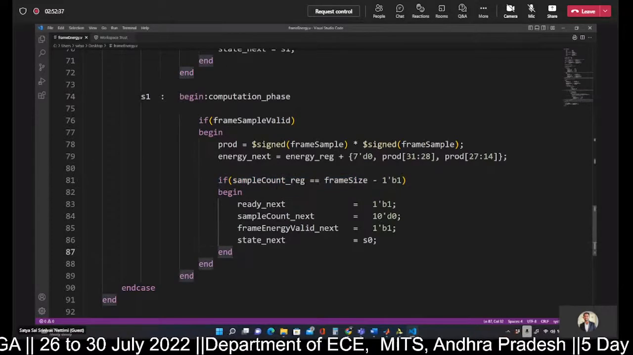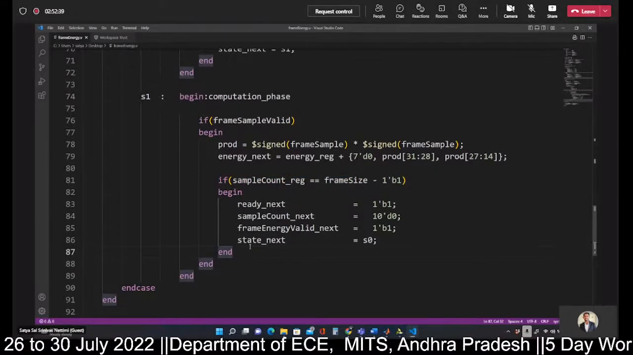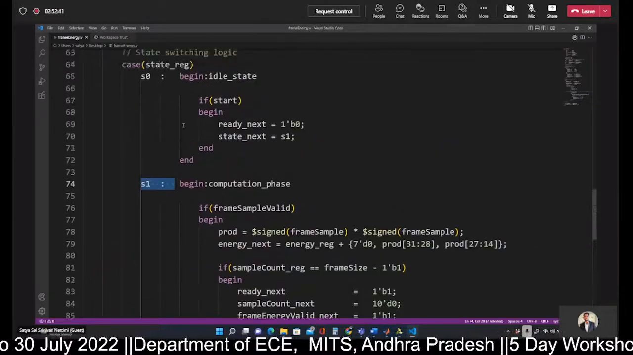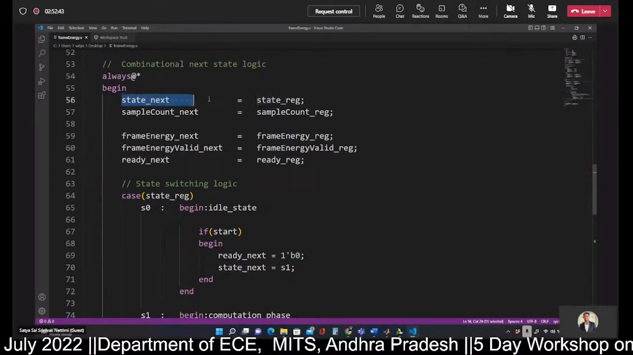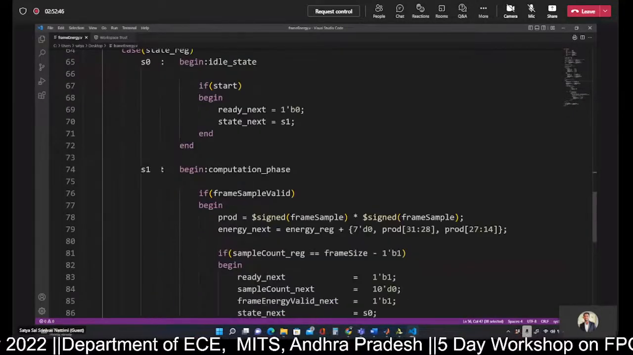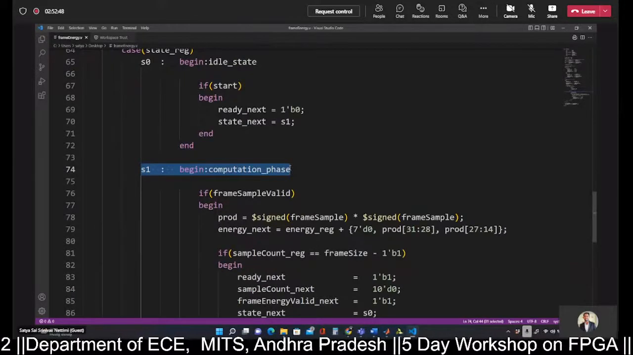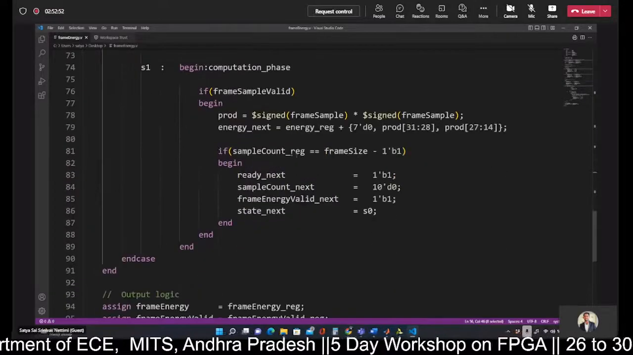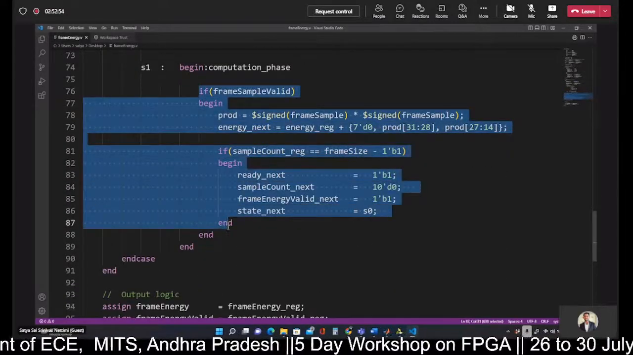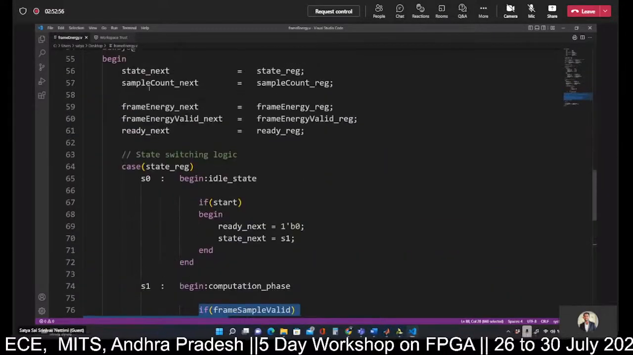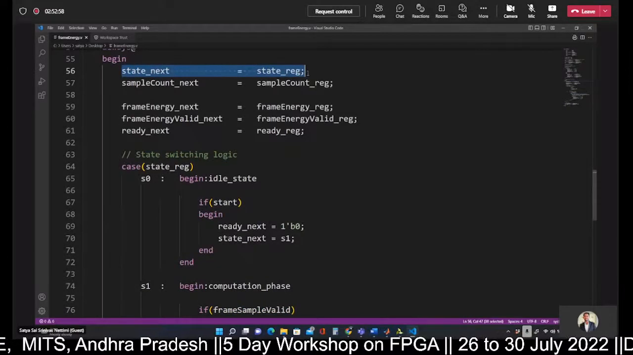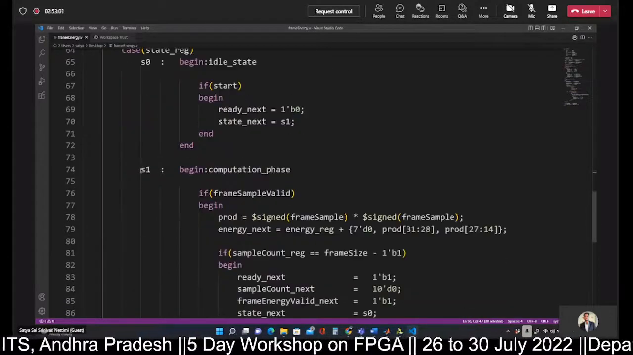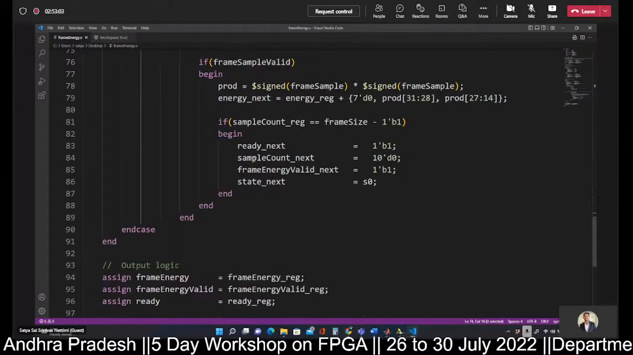So here no need to write the else part and no need to write remain in the S1 state. Why? Because here on the top anyhow we wrote state next equal to state reg. So whenever it is in the state S1, the state register variable will be S1 itself, and when this condition is not valid, the state transition will directly point to the same state. So it will remain in the S1 state.